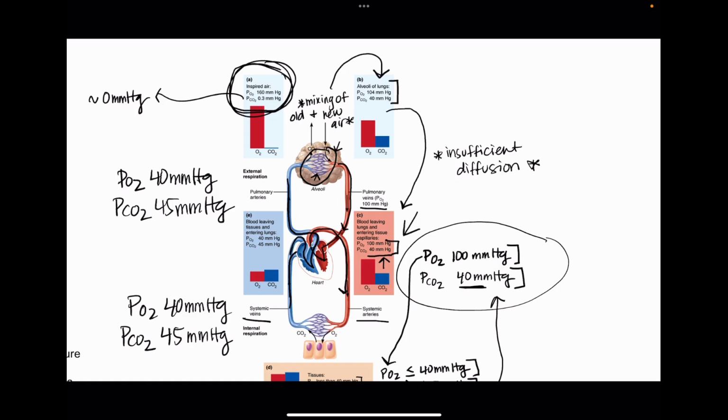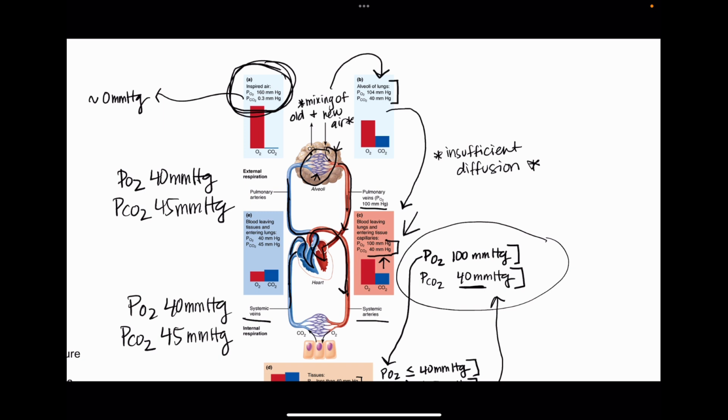If it's red, it's oxygenated, PO2 will always be 100 and PCO2 will always be 40. If the vessel is blue, it is deoxygenated and it will always be 40 and 45. The things that are going to be a little different that you have to memorize is that for our inspired air, incoming air from the atmosphere will be 160 for oxygen and 0 or 0.3 for CO2. The other different one is going to be the alveolar sacs.